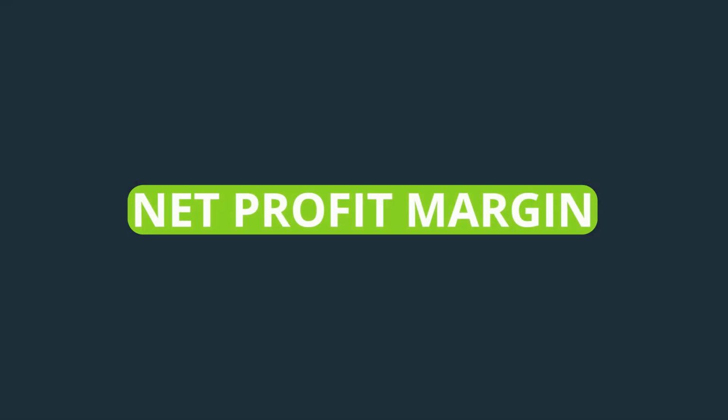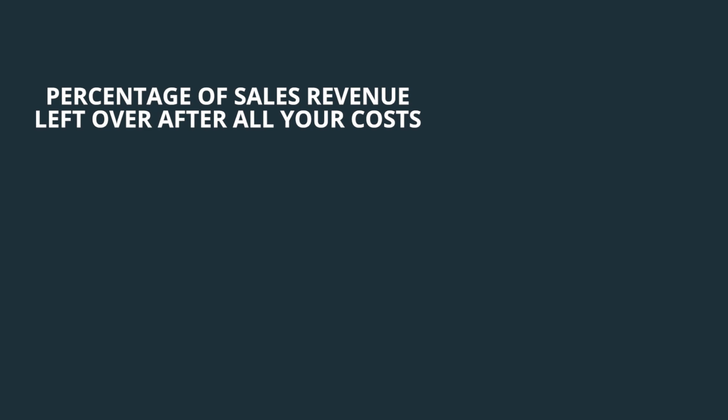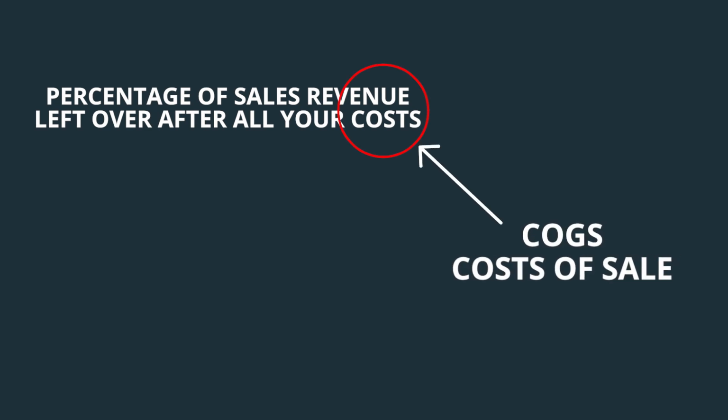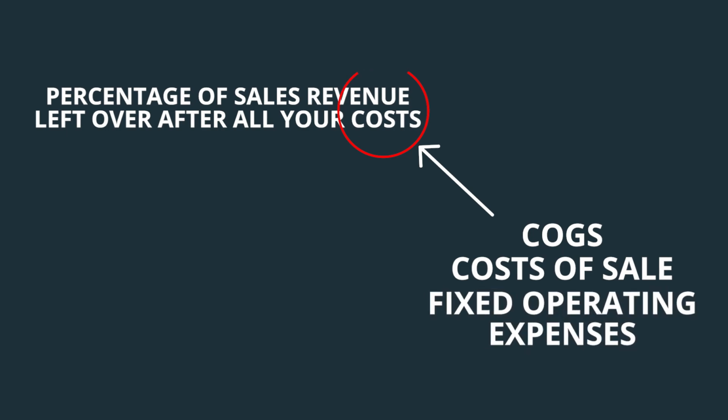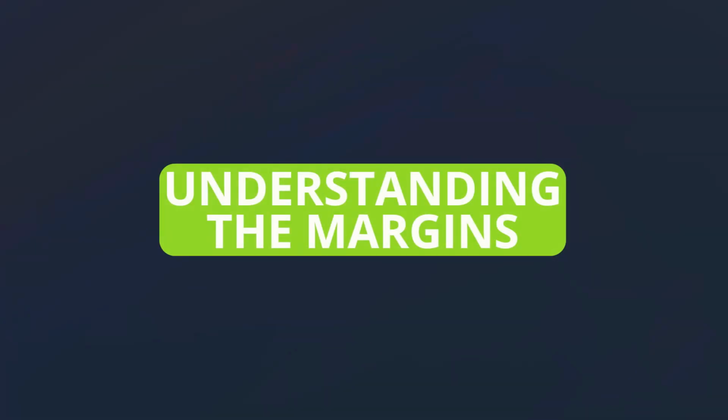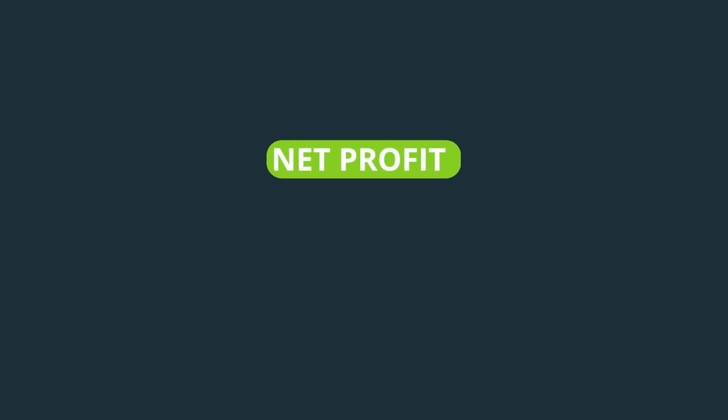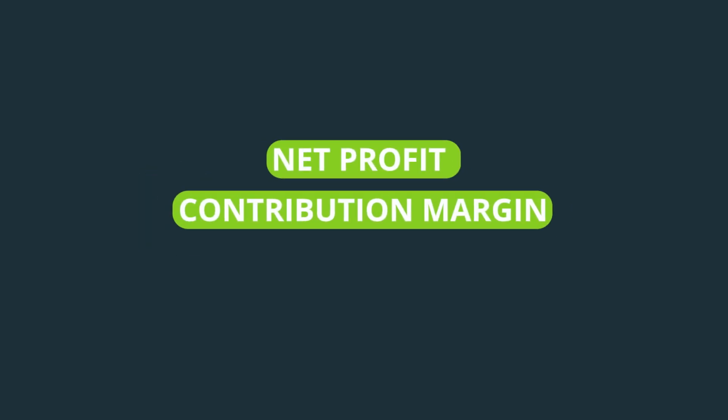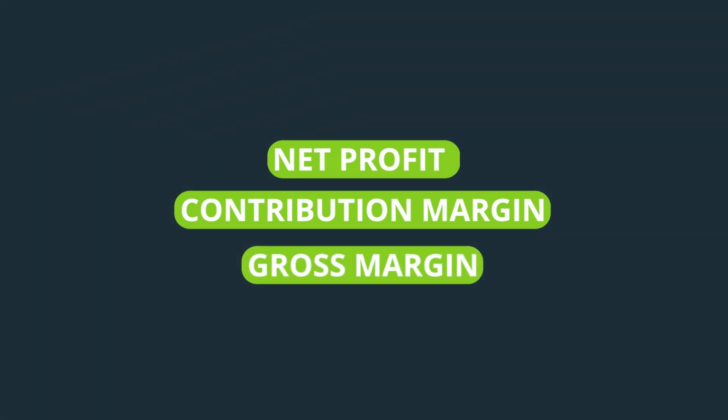All right, the final definition, net profit margin. Net profit margin is the percentage of sales revenue that is left over after all of your costs. So your cost of goods sold, your cost of sale, and your fixed operating expenses. It is the key indicator of your overall profitability. Now here's something to consider. Your net profit margin is never going to be greater than your contribution margin, which will never be greater than your gross margin. Think about that.